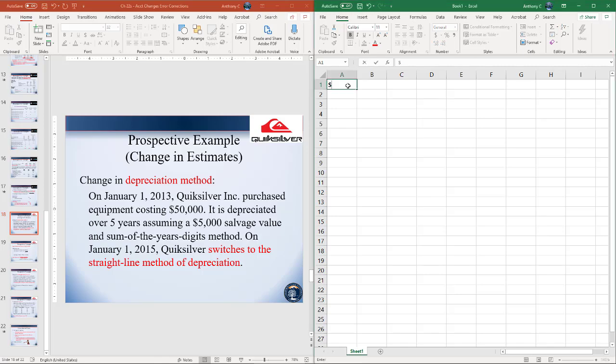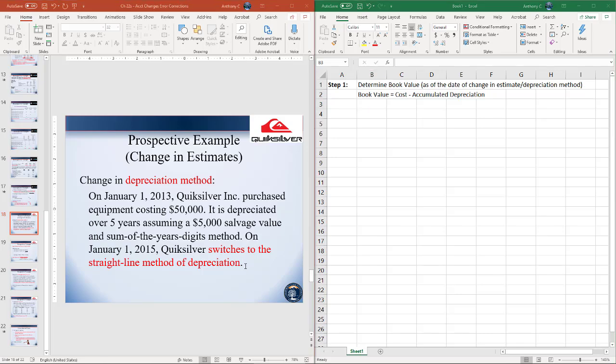So when we have a change in depreciation method, the first step is going to be to determine the book value. Right, and we'll determine book value as of the date of change in the estimate or depreciation method. If you recall, book value is just the cost of the item minus the accumulated depreciation. So in this example, we're not given the accumulated depreciation as of 2015, so we need to go back and calculate depreciation for 2013 and for 2014.